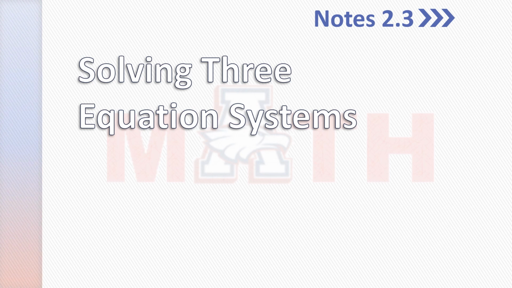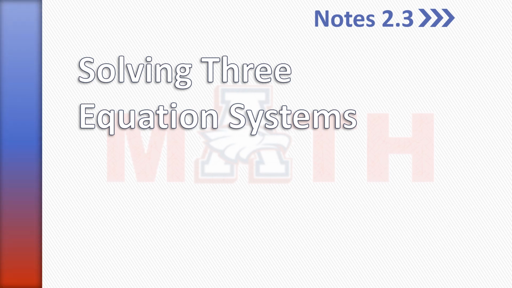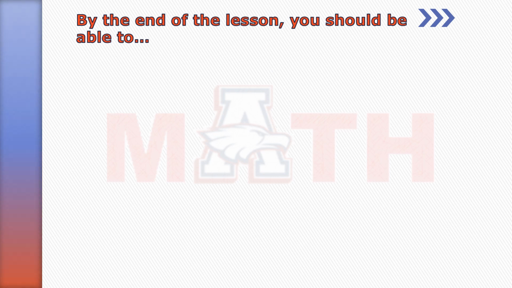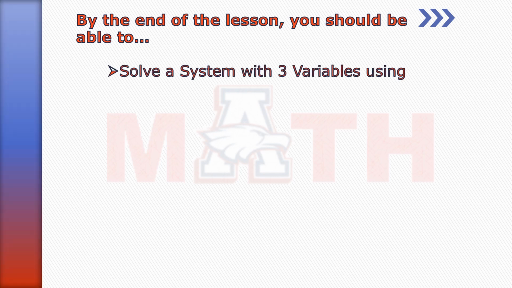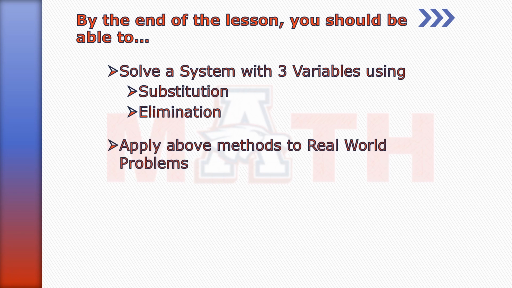All right, so today we are taking a look at solving three equation systems. By the end of this lesson, you should be able to solve a system with three variables using both substitution and elimination. You generally have to use both of them throughout, going back and forth. And then in the end, we're going to apply this to a real-world problem.